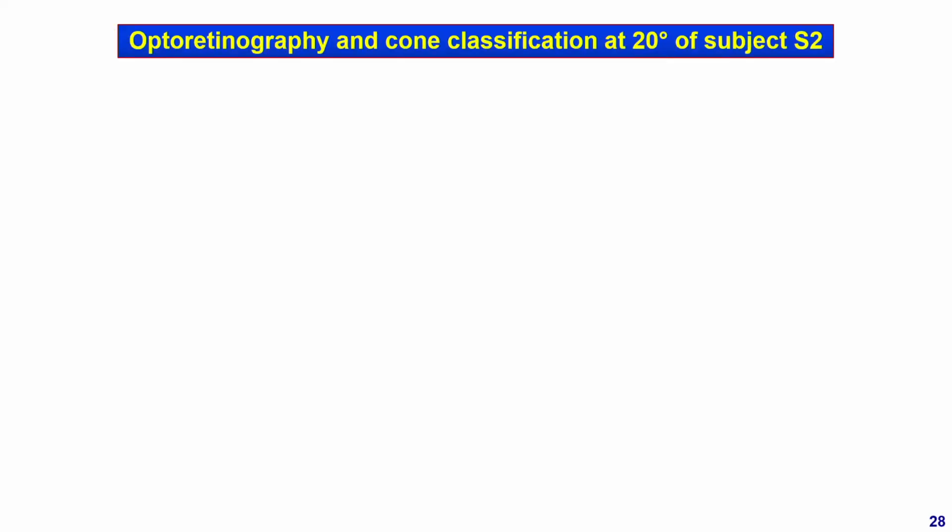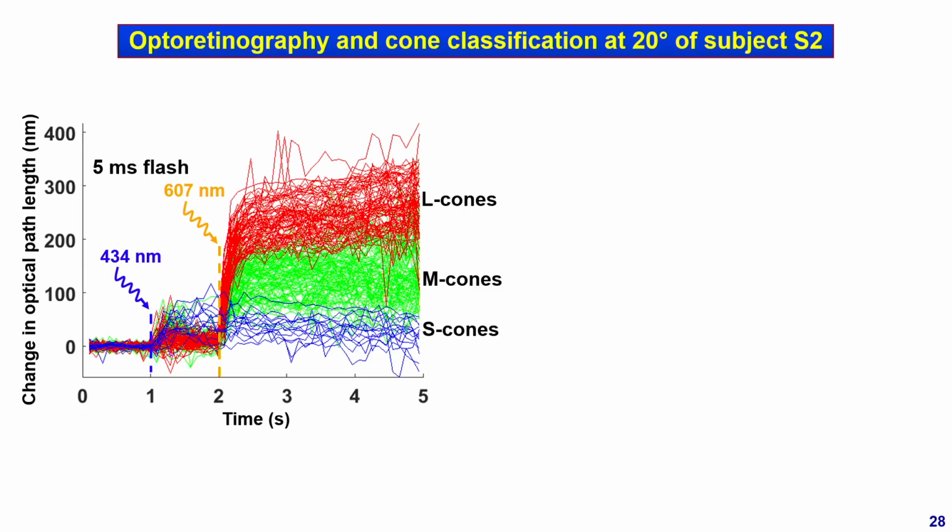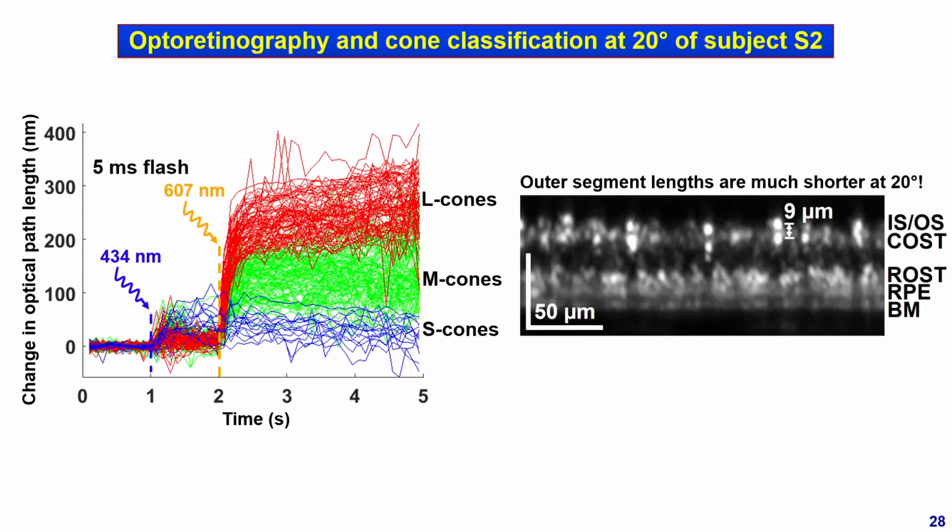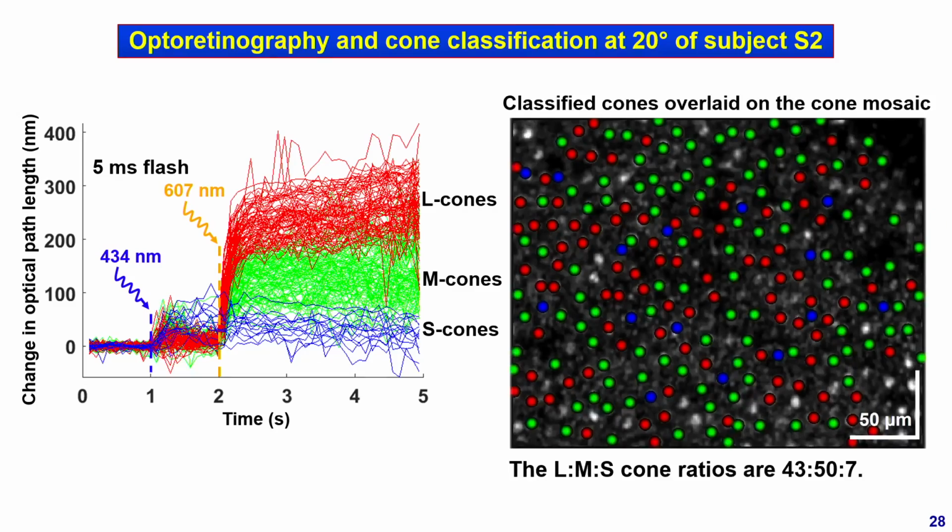Then we performed functional imaging of the retina at 20 degrees by doing optoretinography. Compared with previous work, we also developed a time-saving protocol where we double stimulate the retina with 2 flashes of light in one video. Cones were then classified from the phase responses. The cone outer segment length at 20 degrees is only 9 microns instead of 30 microns at lower eccentricities. This makes data processing much more challenging. Here we show the classified cones overlaid on the mosaic.